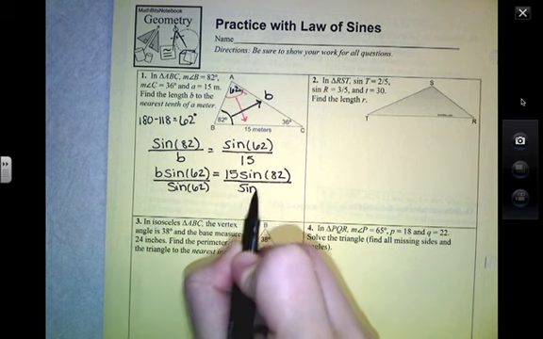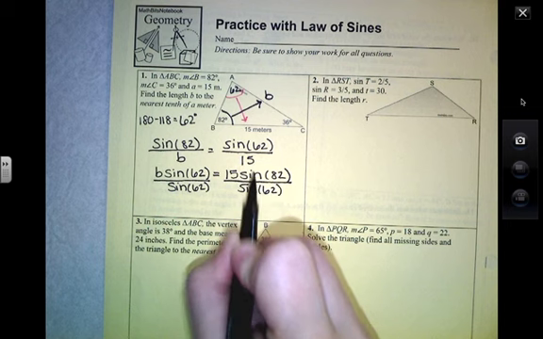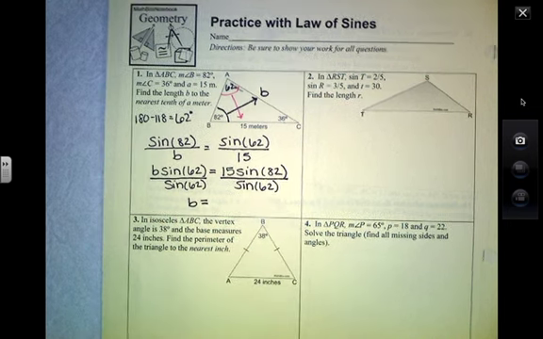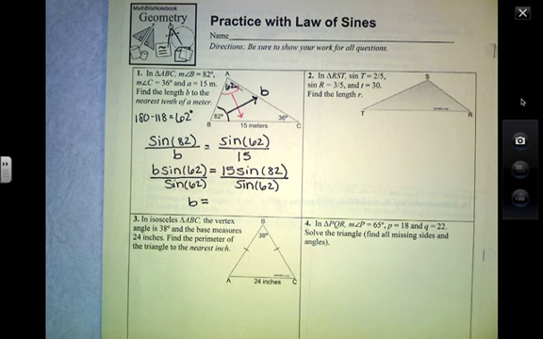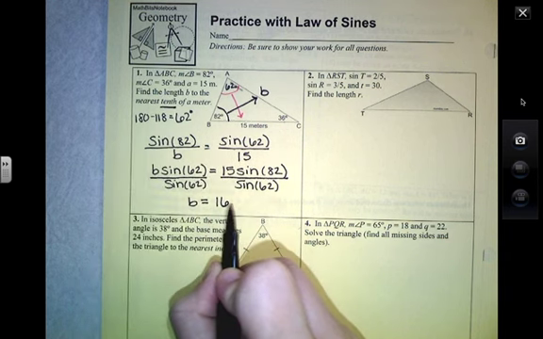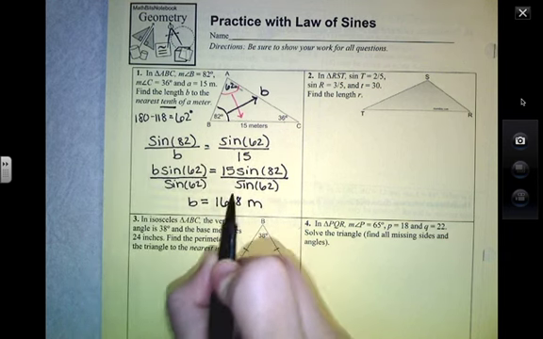And now what I can do is type this into my calculator exactly as it is to get the most accurate approximation of side B. Okay, so when you type that into your calculator to the nearest tenth, you will get 16.8 meters for side B.